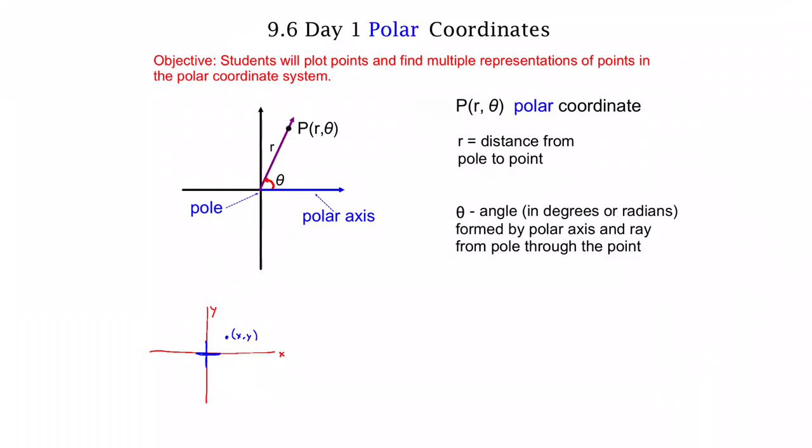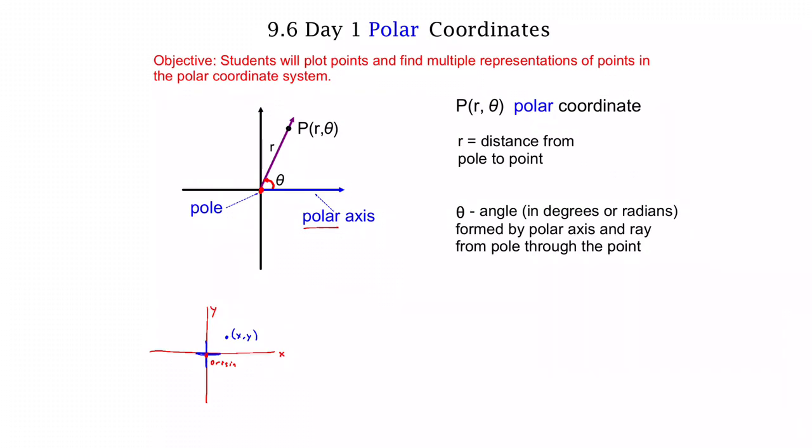You have what looks to be the x-axis, but it's called the polar axis. And we don't actually have a y-axis on the polar coordinate system. We have the pole, which represents the origin of the rectangular, so this would be called the origin at 0, 0, but in polar it's called the pole.